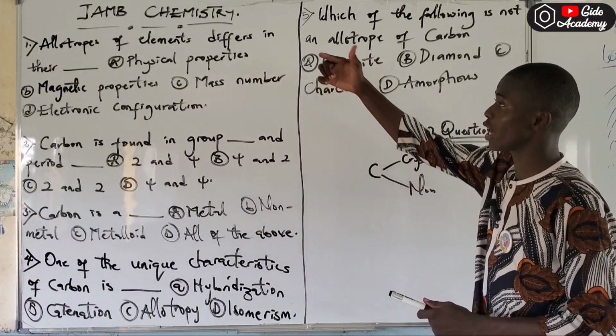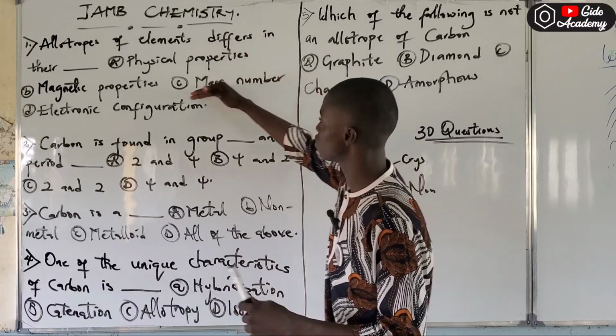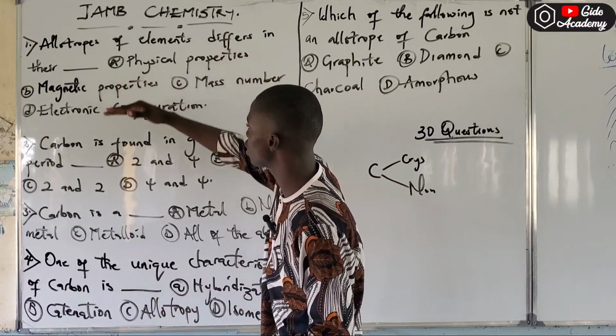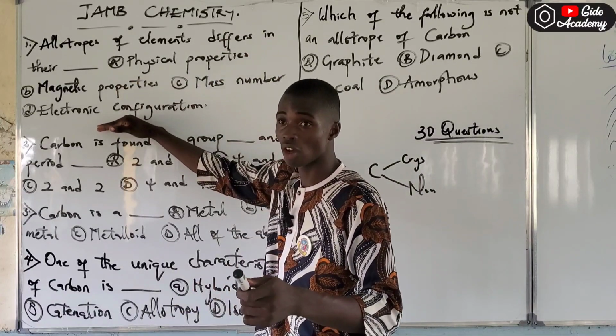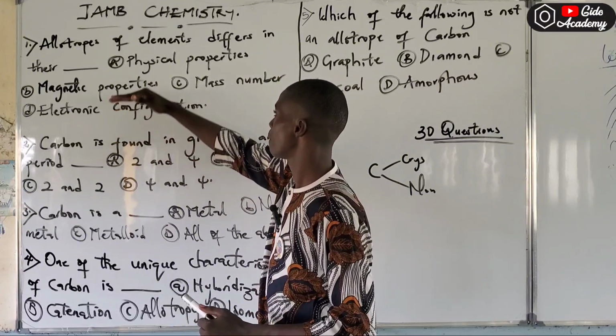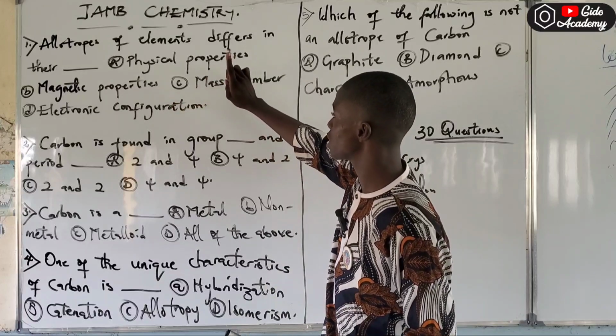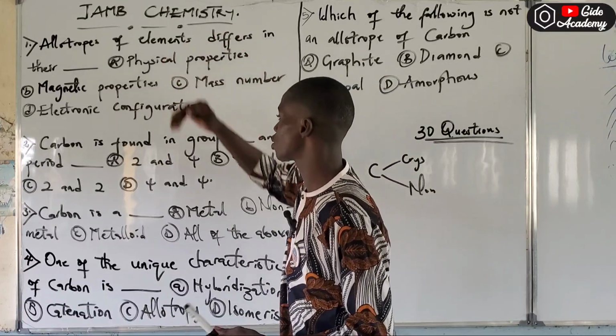So for allotropy, mass number is wrong, magnetic property is wrong, electronic configuration is wrong as well. The correct answer to this question is chemical property, but chemical property is not here. Then the other option that is close to the correct answer is the physical property.